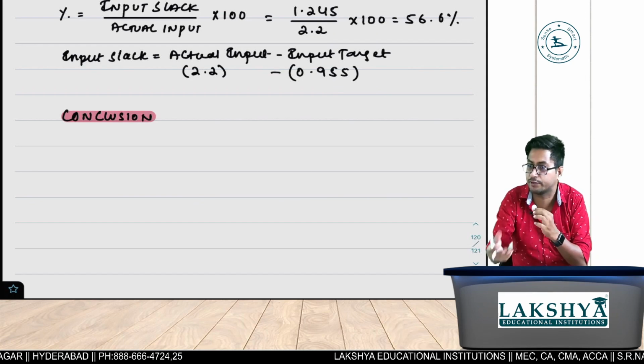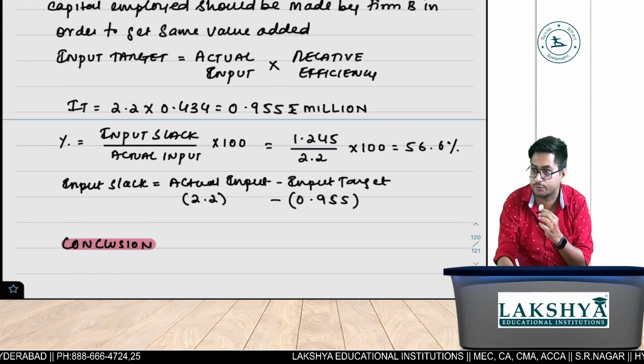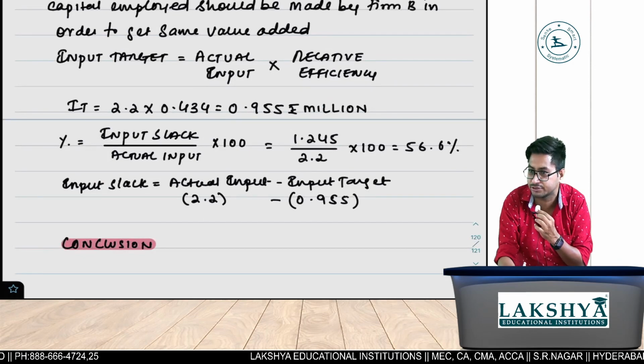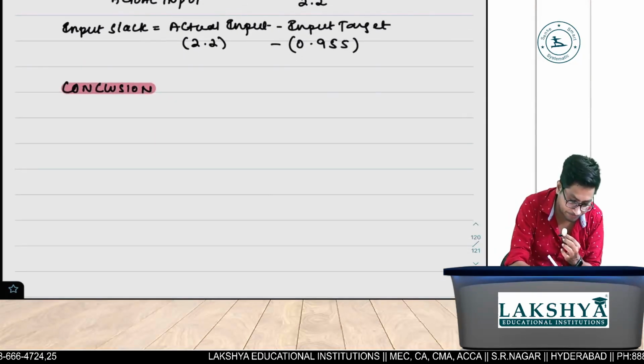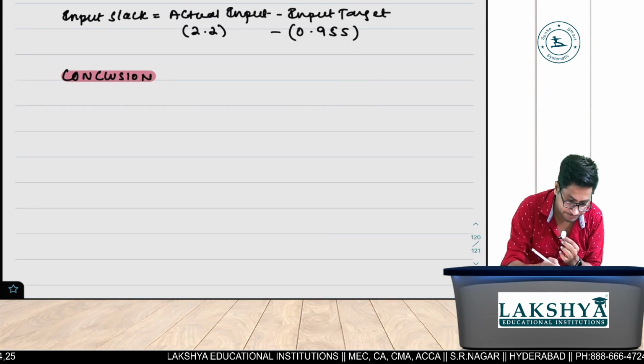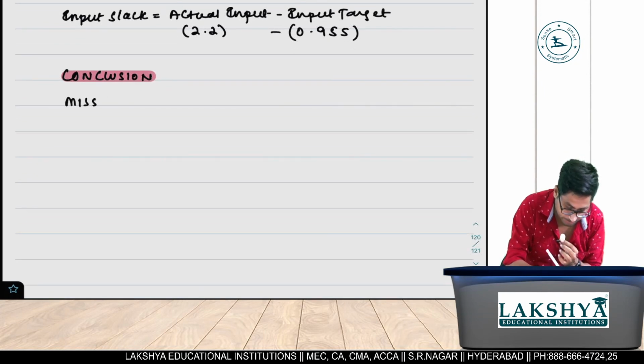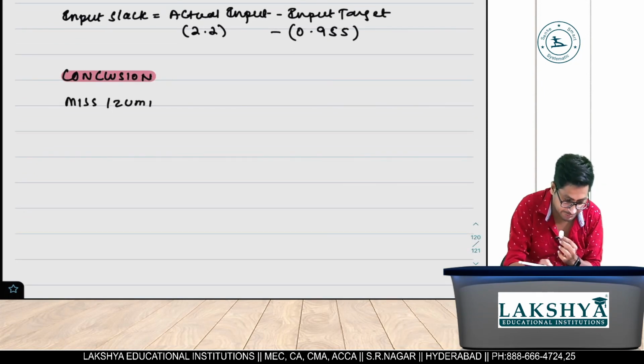You have to give your view to them. How will management understand what this is? They won't understand, right? These calculations. So in the conclusion, what do we write? Miss Izumi, clear? Miss Izumi, the spelling is correct.